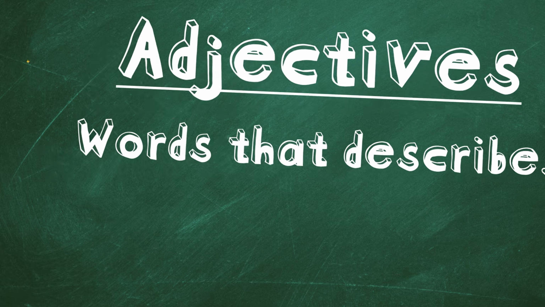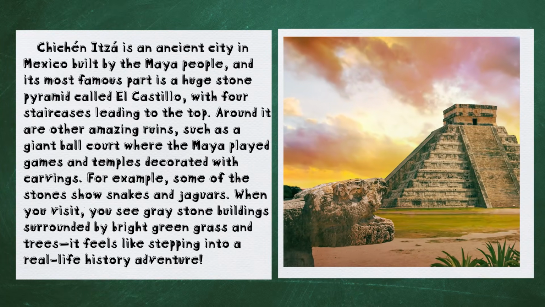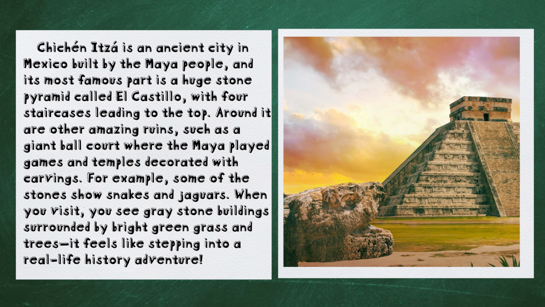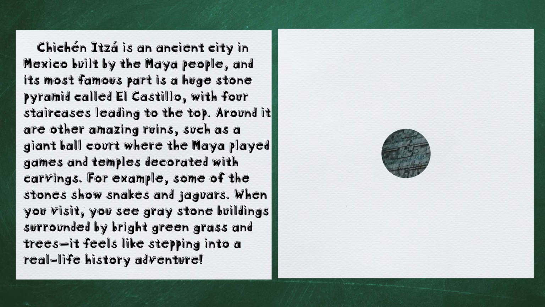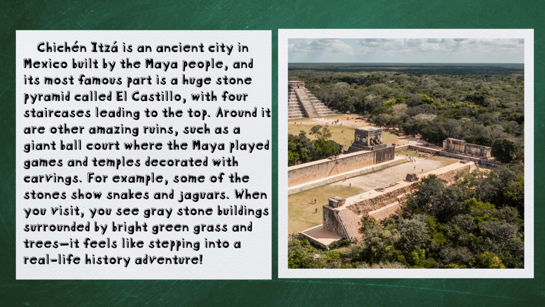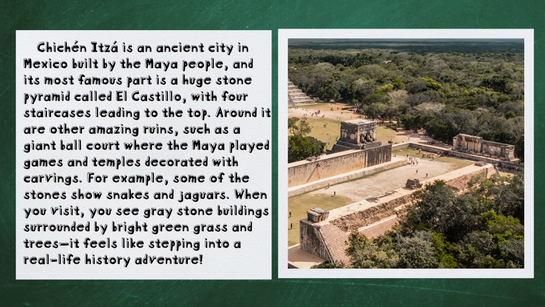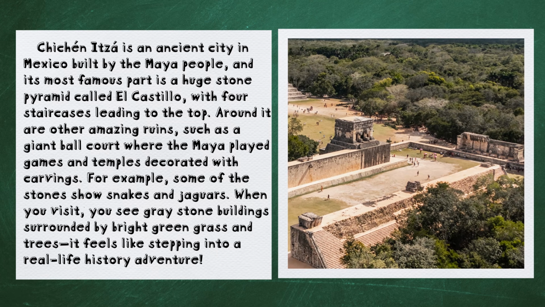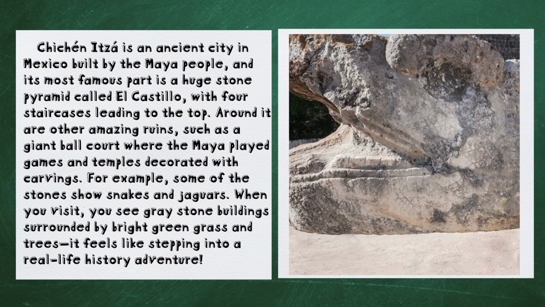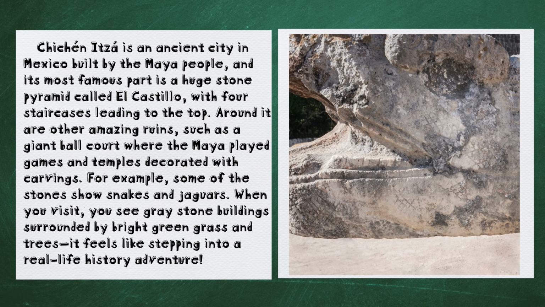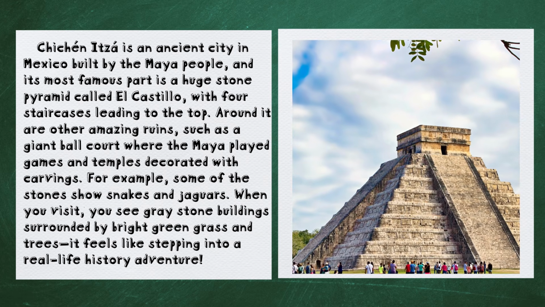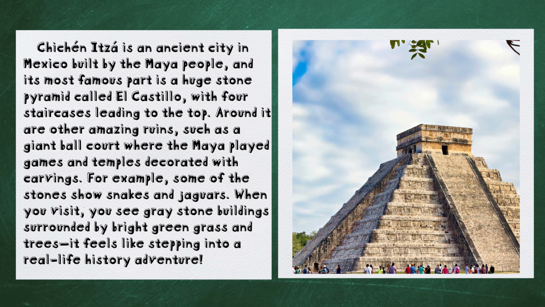Here's an example. Chichen Itza is an ancient city in Mexico built by the Maya people, and its most famous part is a huge stone pyramid called El Castillo, with 4 staircases leading to the top. Around it are other amazing ruins, such as a giant ball court where the Maya played games and temples decorated with carvings. For example, some of the stones show snakes and jaguars. When you visit, you see gray stone buildings surrounded by bright green grass and trees. It feels like stepping into a real-life history adventure.